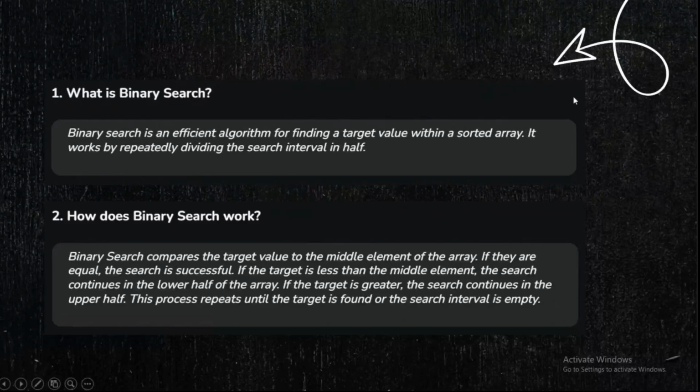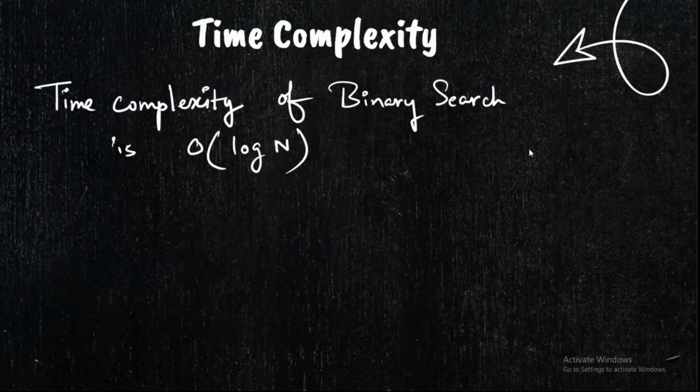Now, what is binary search? You can go through this. Binary search is an efficient algorithm for finding a target value within a sorted array. This is the bookish definition. And now comes the time complexity. The time complexity of binary search is order of log n. And why is that?